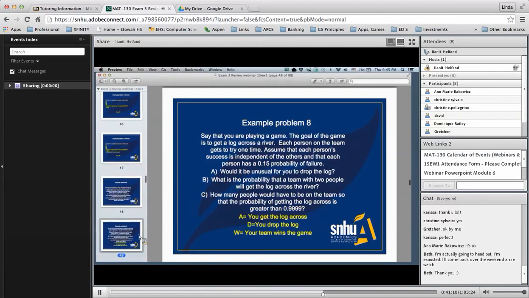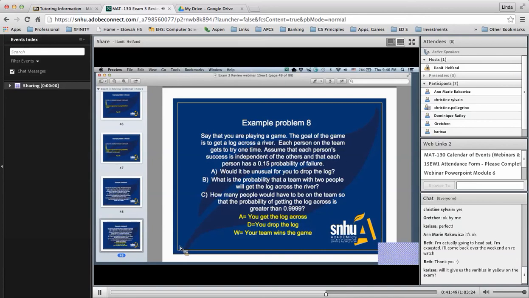Okay, so let's start with A. First of all, just like with N and L and R in our previous problems, I want to define some variables. So A is going to be that you individually, a specific person, gets the log across. I called it A for across. So that's like L, the probability of a specific person being a lefty. So A is the probability of you, one specific person, getting the log across.